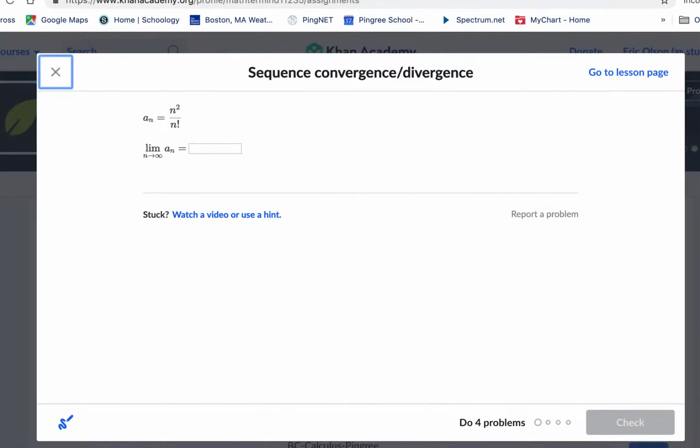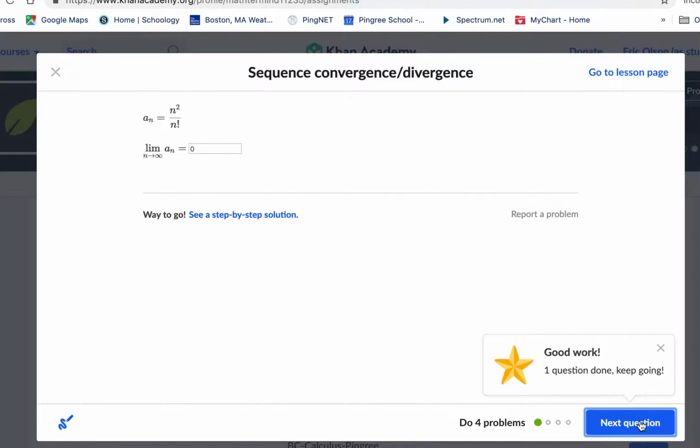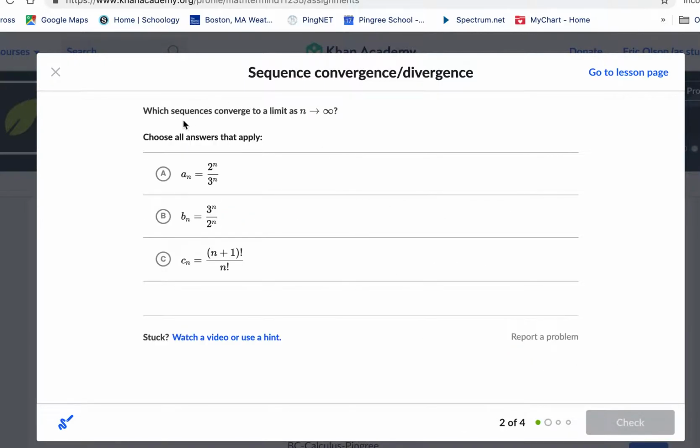Sequence convergence divergence. Okay, so this is just being smart about what goes to infinity fastest. If you know that hierarchy from my earlier video, n factorial goes zooming to infinity really fast. So this limit is 0. A lot of these are not tough. Let's do another one, to see which sequence converges to a limit, to any particular fixed number.